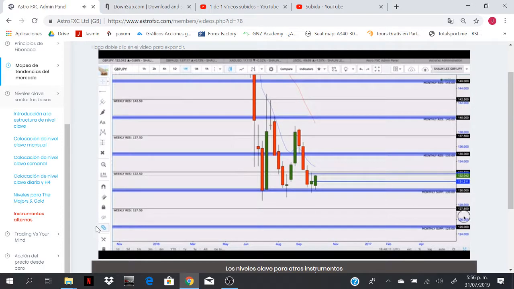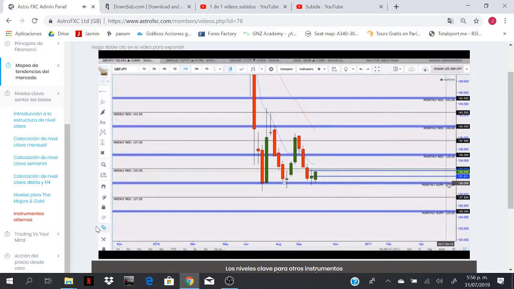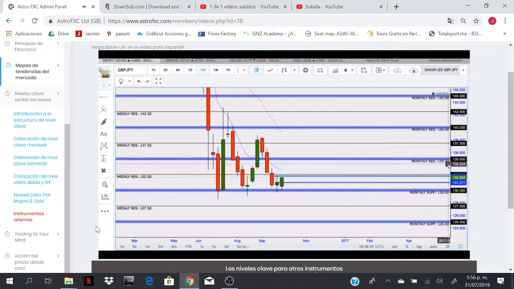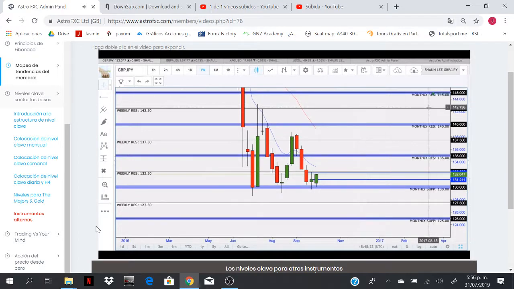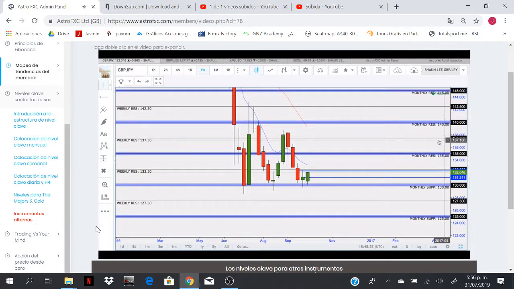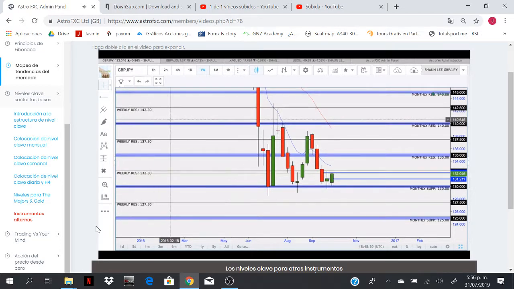Okay, so let me start from the bottom. I've got 125, 130, 135, 140, 145. Monthlies, bang on. You guys know what to do now. Play with the coordinates and so forth. And then the weeklies are just 250 pips. So 142.50, 137.50, 132.50, 127.50. So pause the video, screenshot this, do whatever you please.